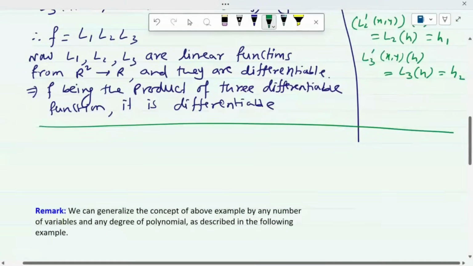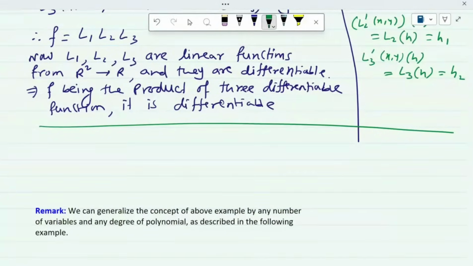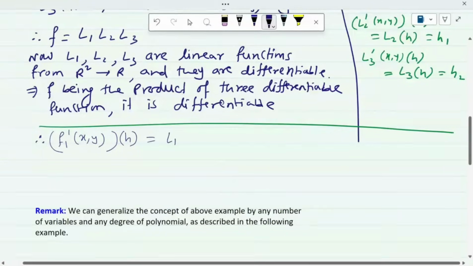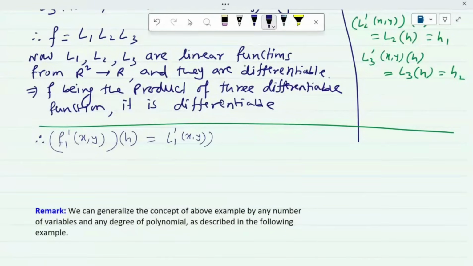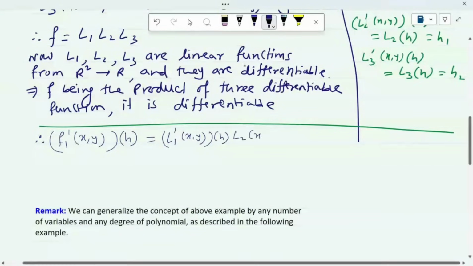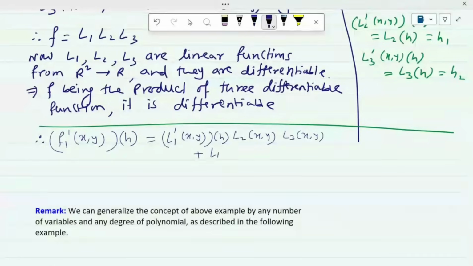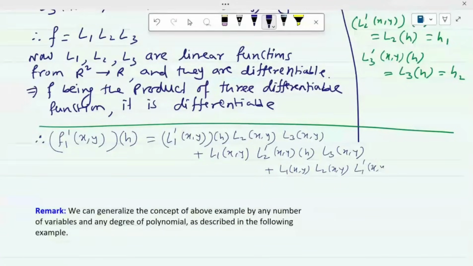Okay, so from now we have here, so this will give us now, therefore f1 dash xy operating on h is equal to L1 dash xy on h, L2 xy as it is, L3 xy as it is, plus L1 xy, L2 dash xy operating on h, L3 xy, plus L1 xy, L2 xy, plus L3 dash xy operating on h.